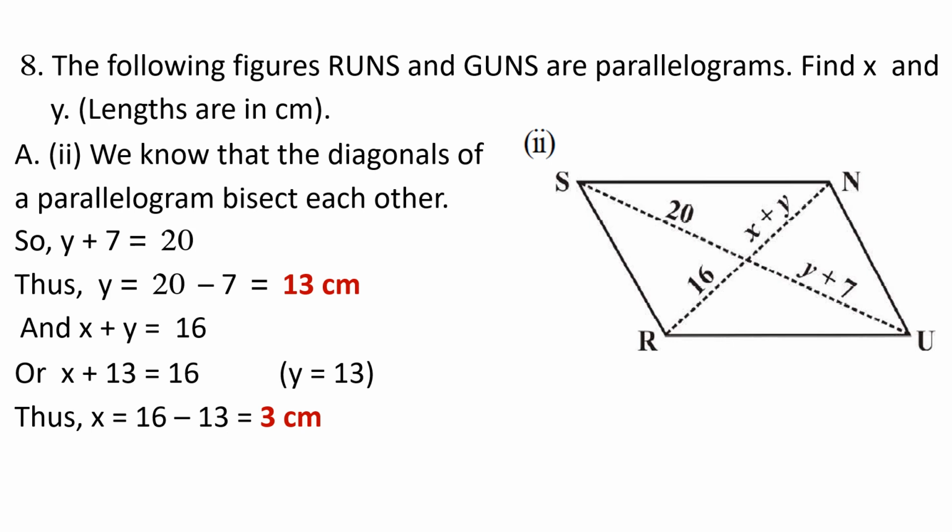I will repeat briefly. Opposite sides of a parallelogram are equal and parallel to each other. Adjacent angles of a parallelogram are supplementary. Opposite angles of a parallelogram are equal to each other, and diagonals of a parallelogram bisect each other. These are the four main properties which we must remember at all times.